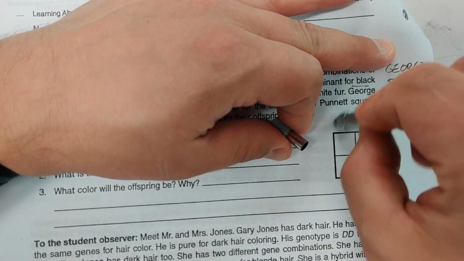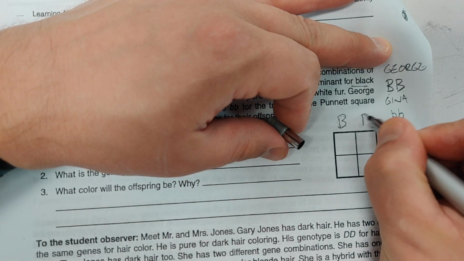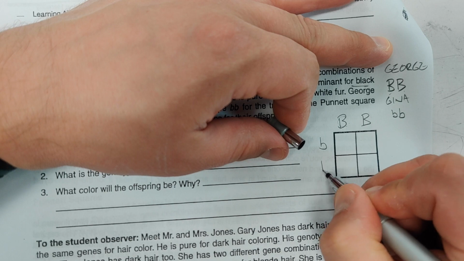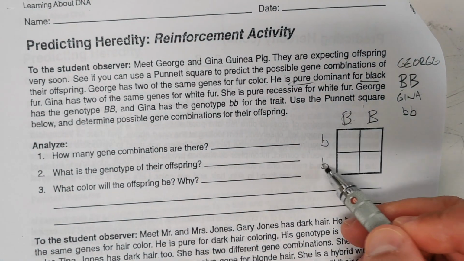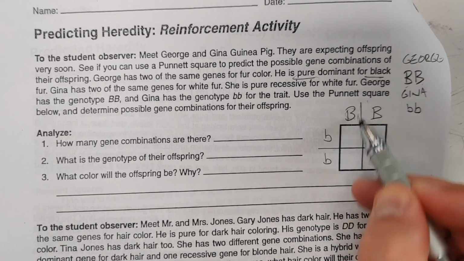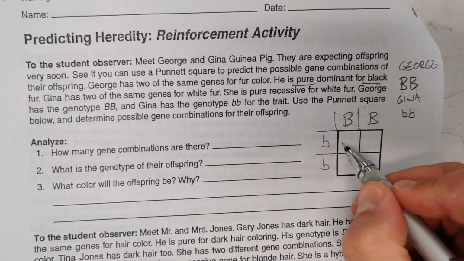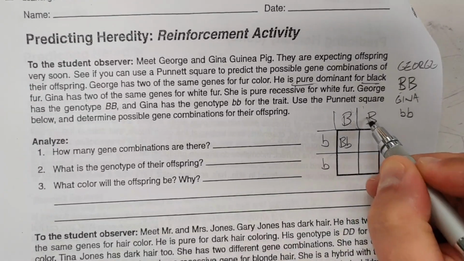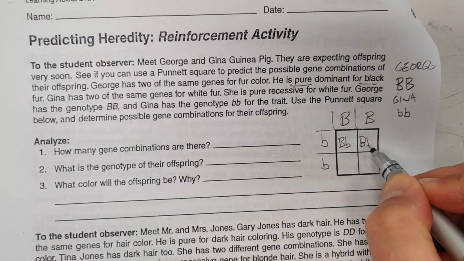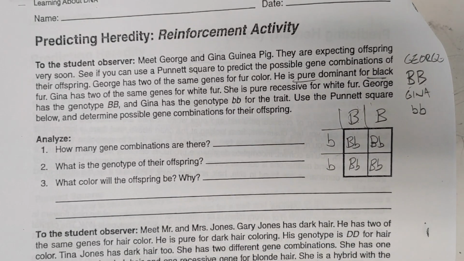Oh, sorry, I don't know why I put a G there. I was thinking of George. So George's genes are going to be big B, and little b for Gina. So George and Gina, we're crossing them. You always separate the genes with the square, right? So now you drop the B down and the little b, so that's going to be big B, little b, big B, little b, big B, little b, big B, little b.